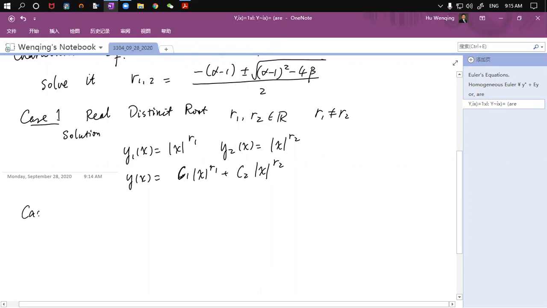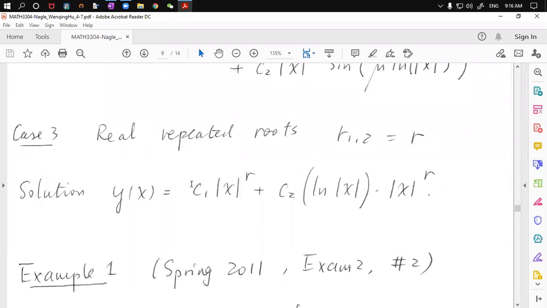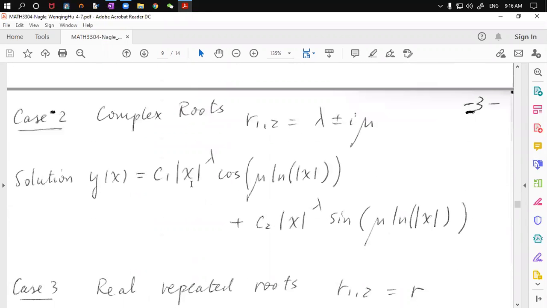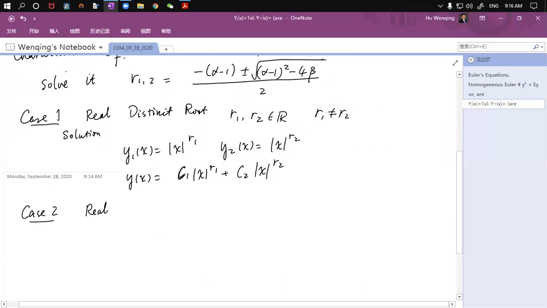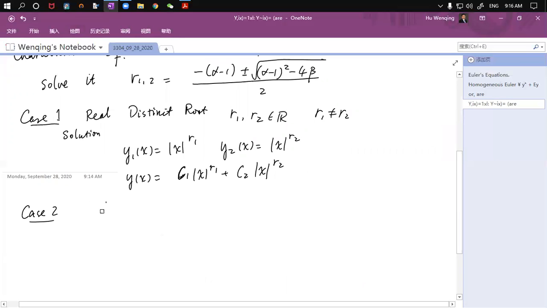Now, what about case two? Case two is going to be a real double root, right? So let's say case 2 is the real repeated root case. Let me do the complex root case first. So case 2 is going to be complex conjugate roots.